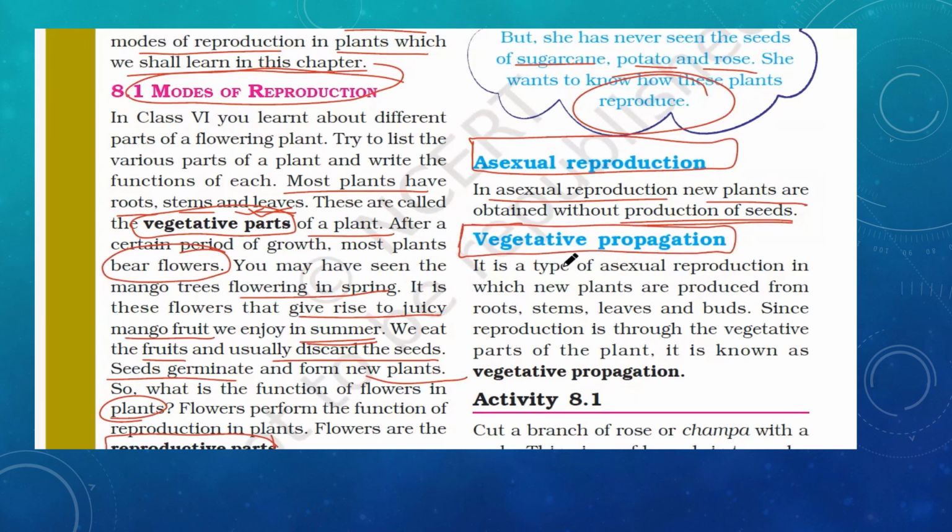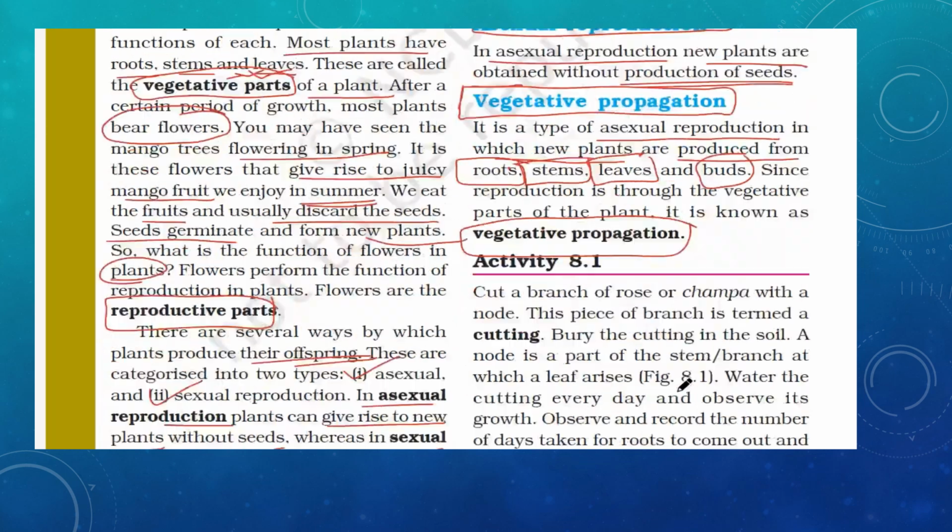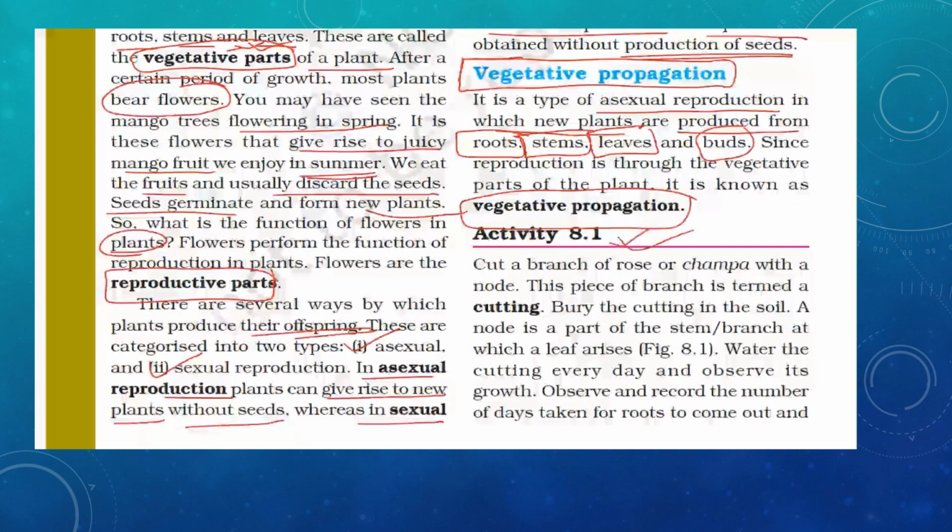What is that? It is the type of asexual reproduction in which new plants are produced from roots, stems, leaves and buds. These roots, stems, leaves and buds are the vegetative parts. So when new plants grow from vegetative parts, that is called vegetative propagation. Let us move on to this activity to see what vegetative propagation is.